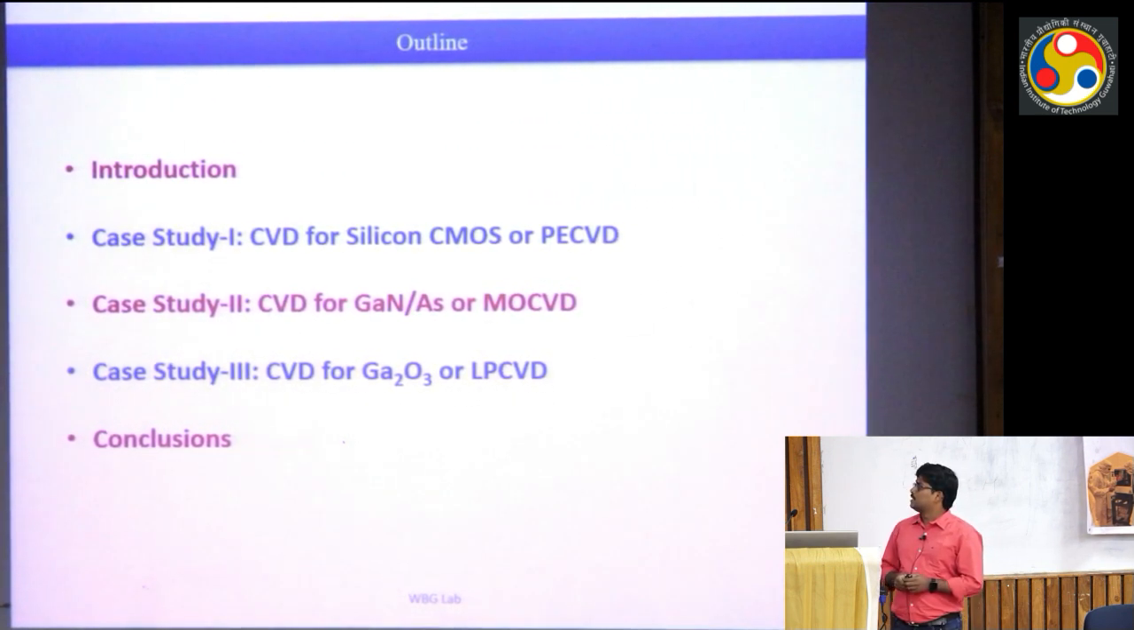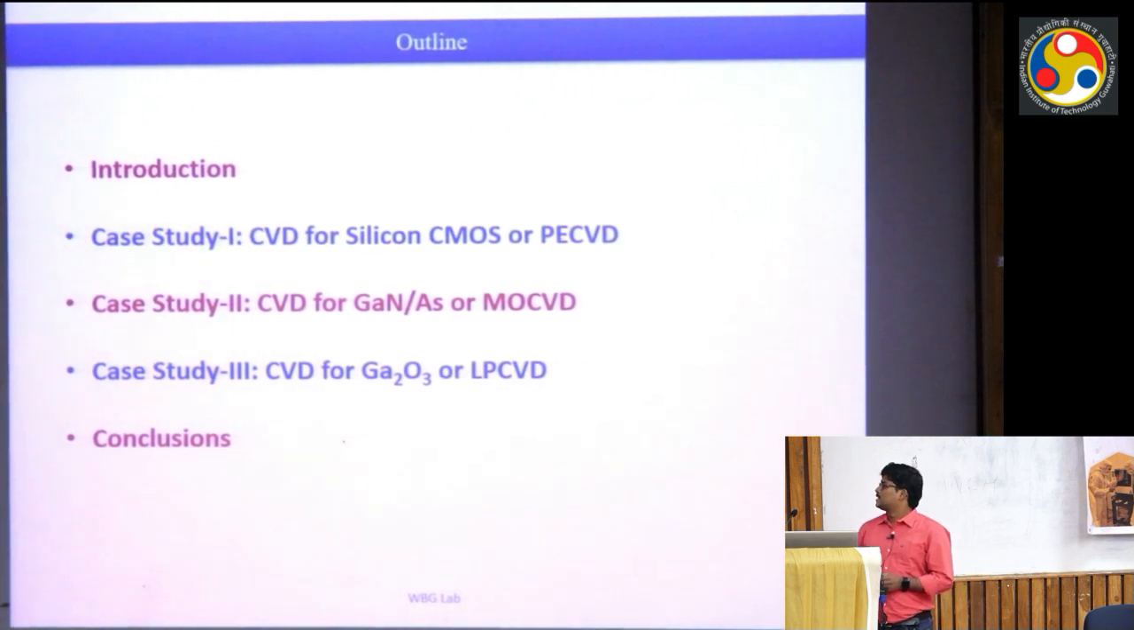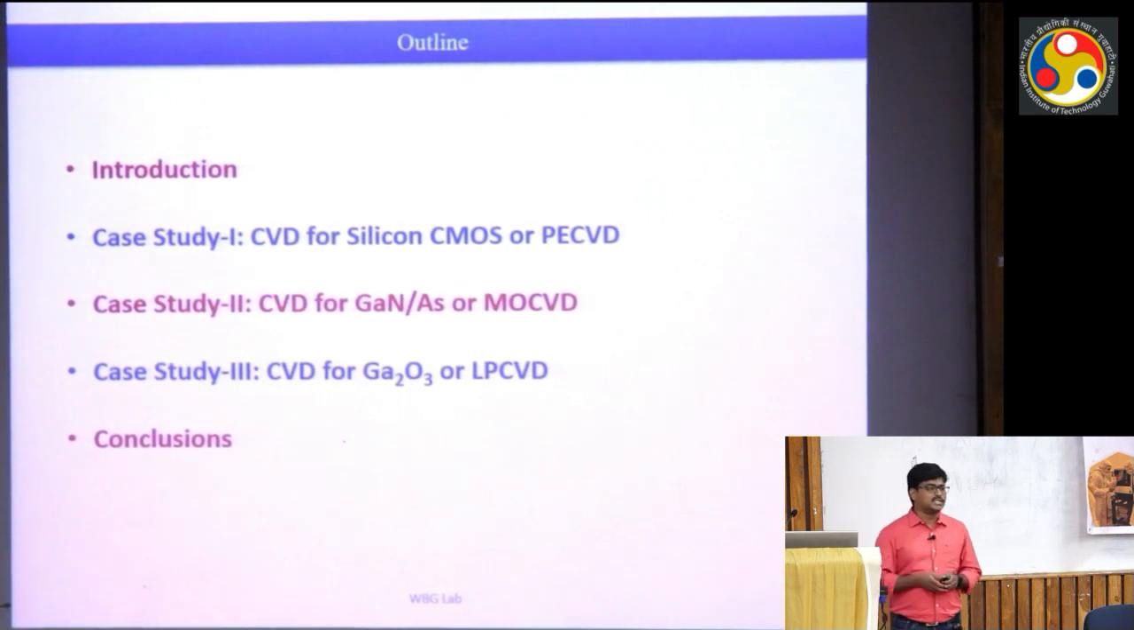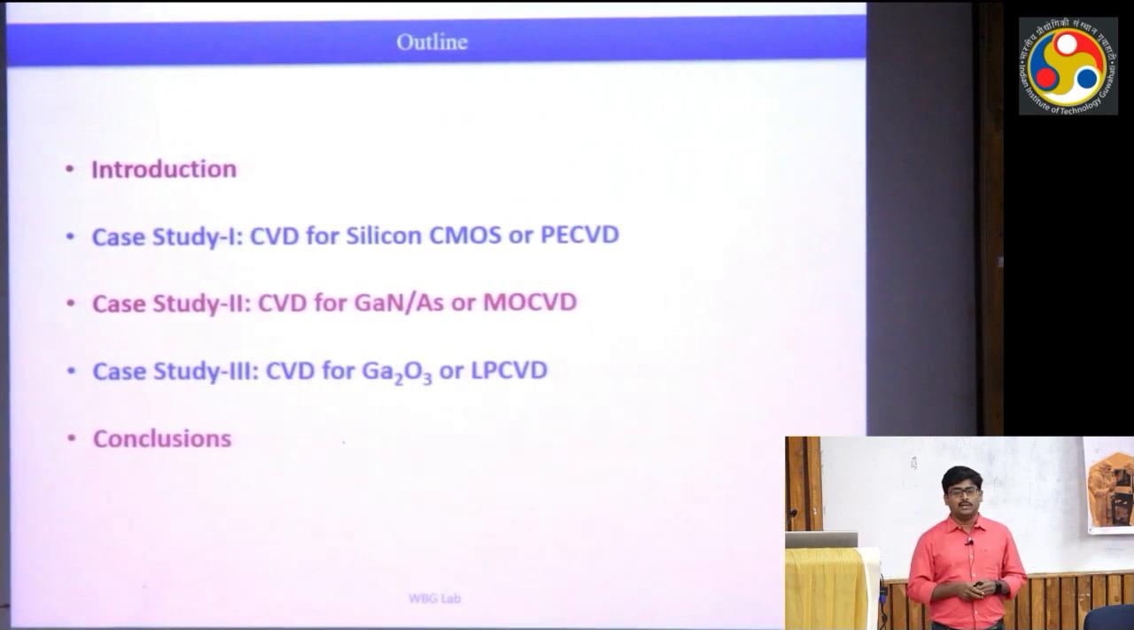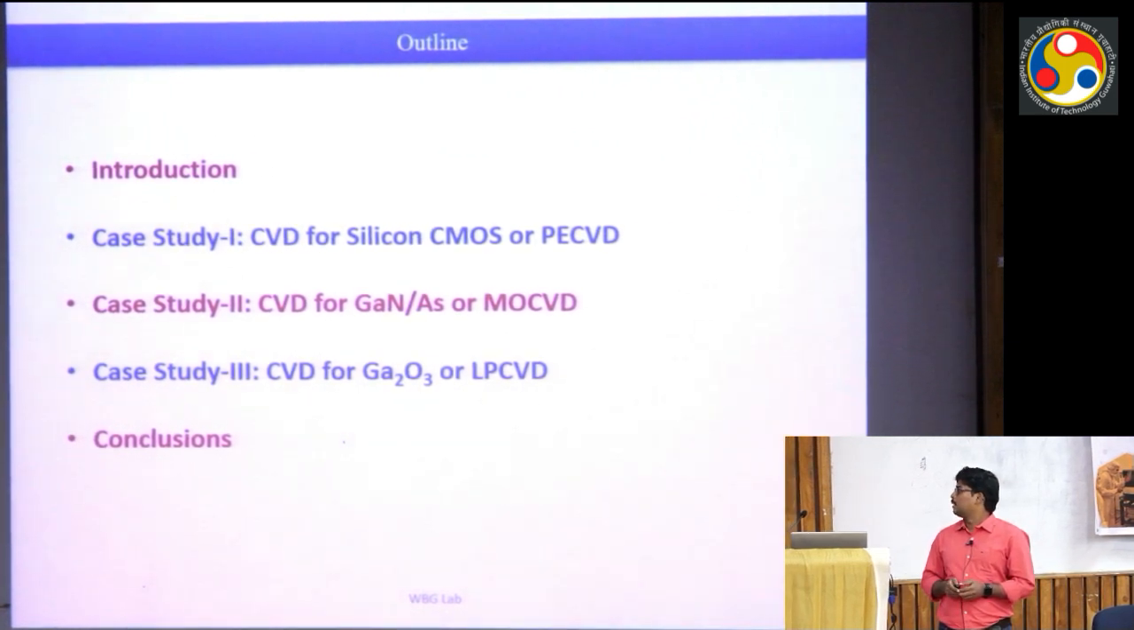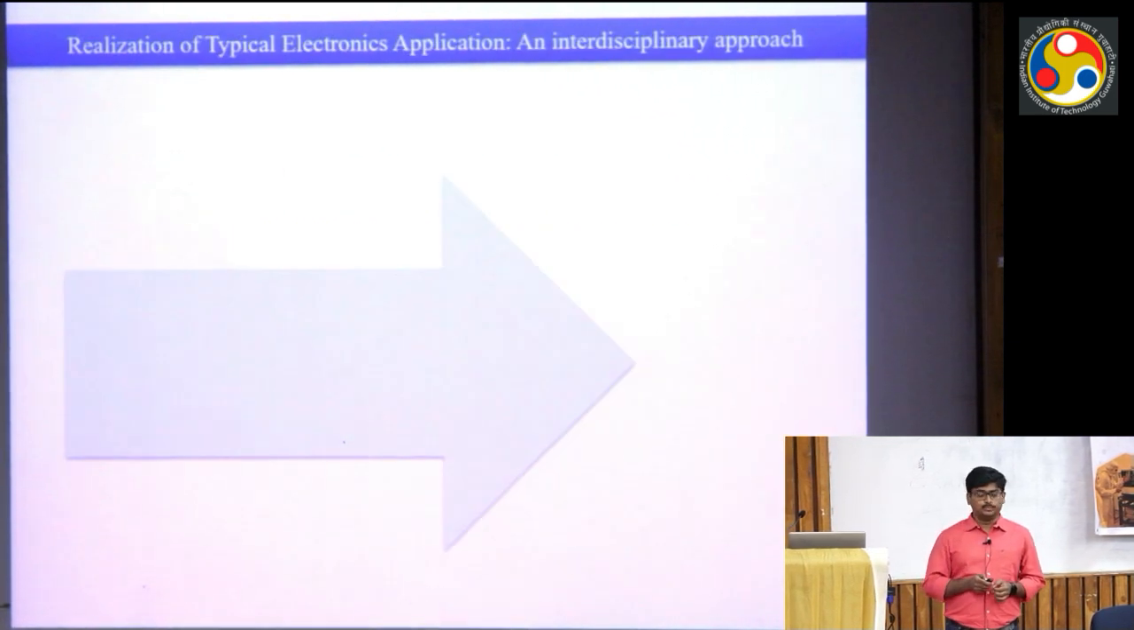You can quickly see that CVD has different terms or names. In the case of silicon it is generally called PECVD. For III-V, like gallium nitride or gallium arsenide, it takes the name MOCVD, and finally for III oxide it is called LPCVD. We'll discuss how we give these names, and how each helps us develop that particular material. Finally we will conclude.